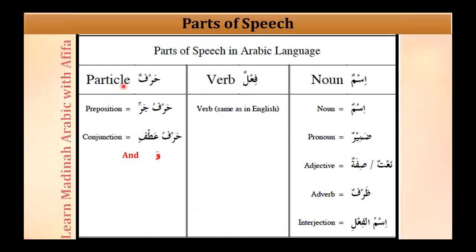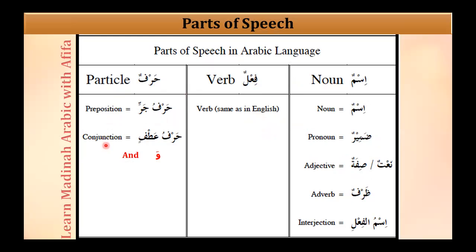Again, the same information shown in a different chart format. You are not expected to know these Arabic terms right now for pronouns, adjectives, adverbs, interjections, because we will be having future lessons on these. Okay, so for now, you just focus on these three high-level categories for the parts of speech.